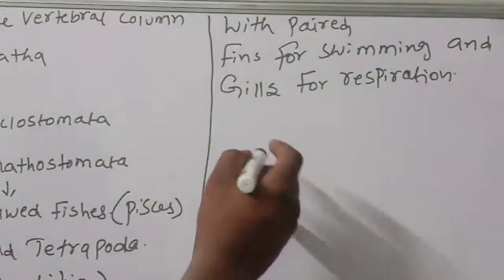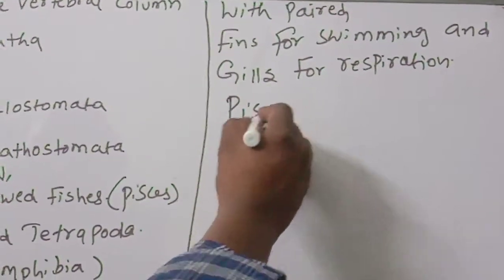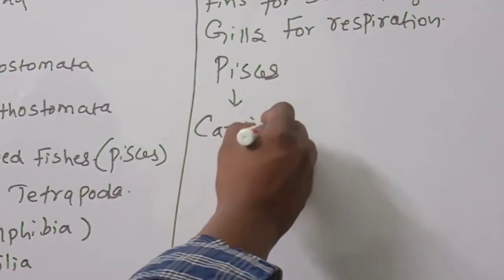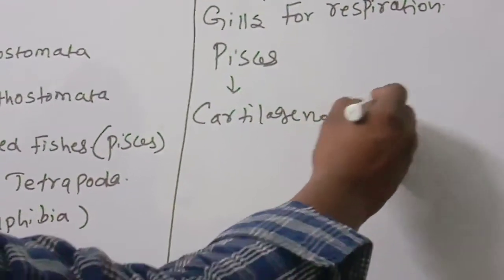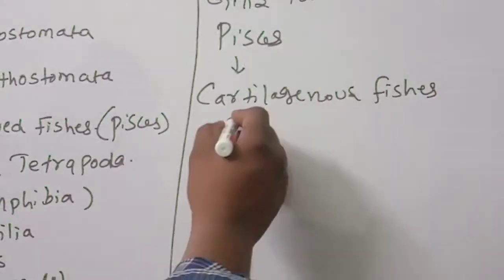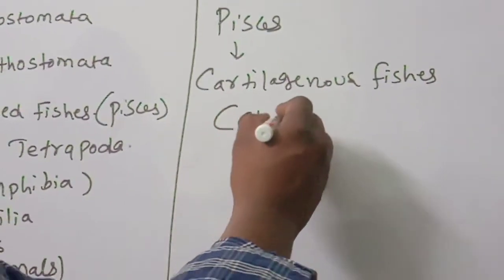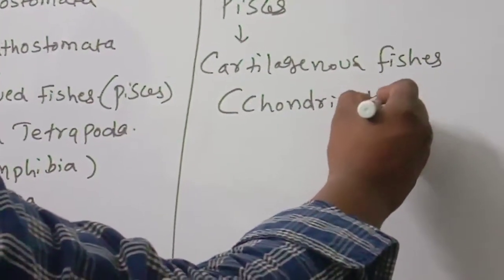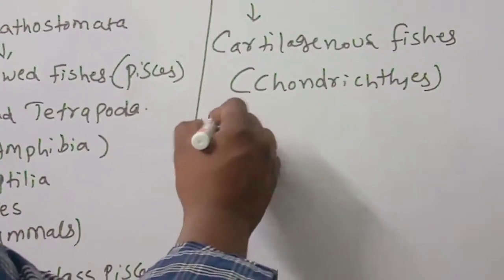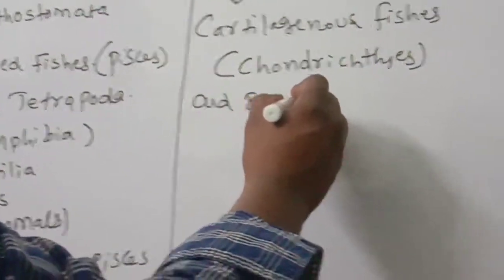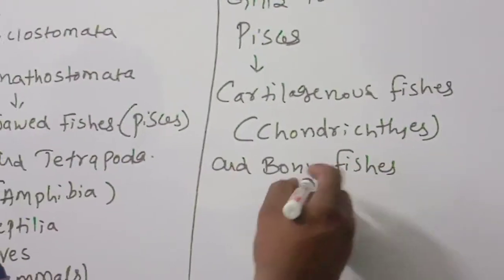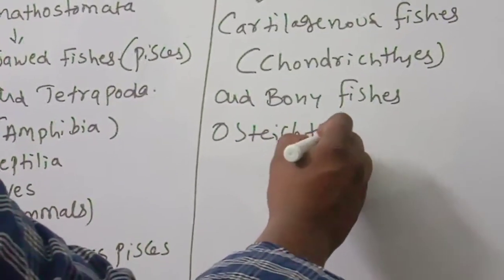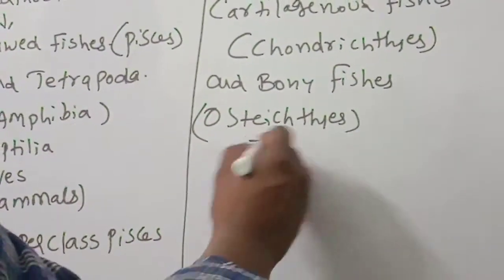So Pisces, or fishes, include cartilaginous fishes, which are also called Chondrichthyes, and bony fishes. These bony fishes are called Osteichthyes. These names you should remember.